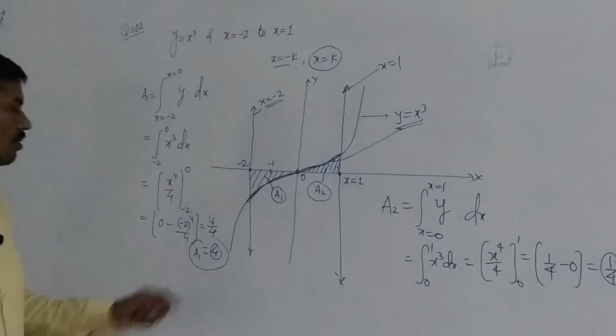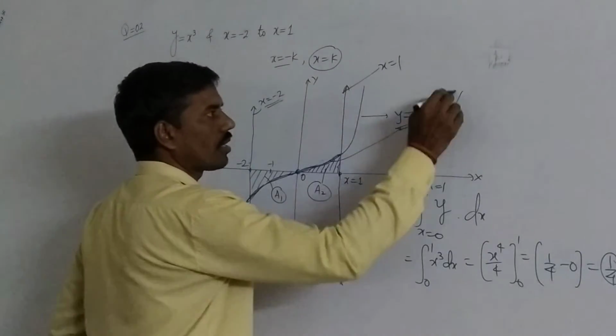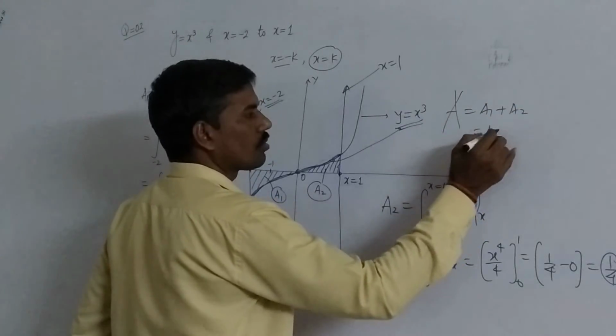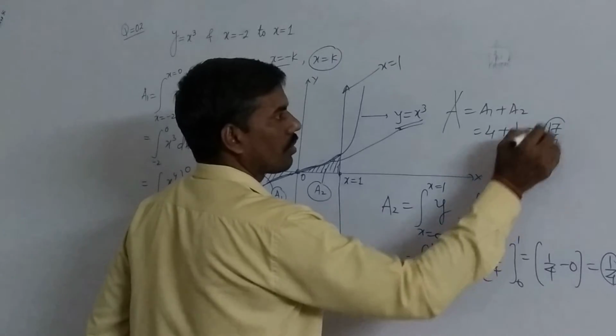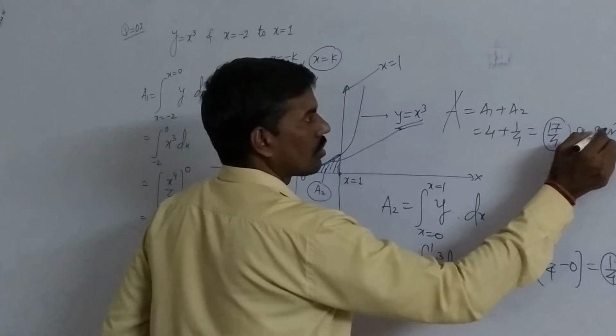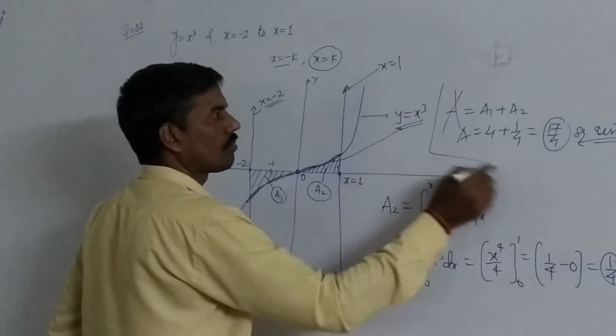So A1 is 4 and A2 is 1 by 4. So total area A is equal to A1 plus A2. A1 is 4 and A2 is 1 by 4, that is 17 by 4 square units. So total area is 17 by 4.